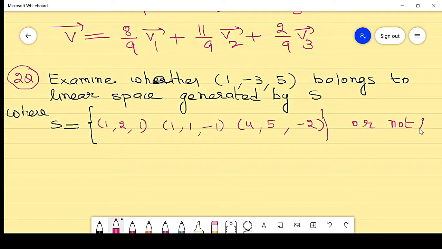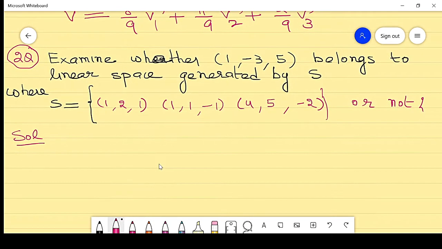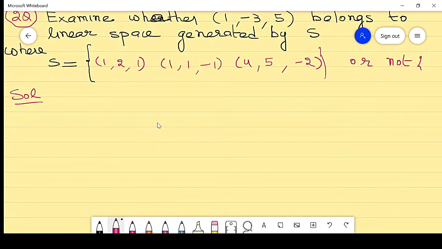So just understand the question. My question is to check whether this vector 1, minus 3 and 5 belongs to the linear space generated by these three vectors. It means this vector is a linear combination of these three vectors. So the question is the same as the previous example, but the difference is the representation of the question.